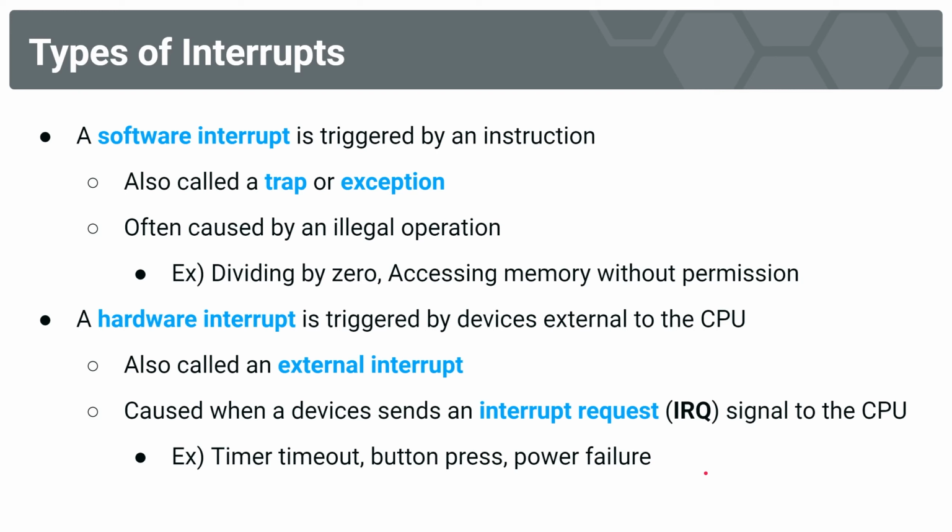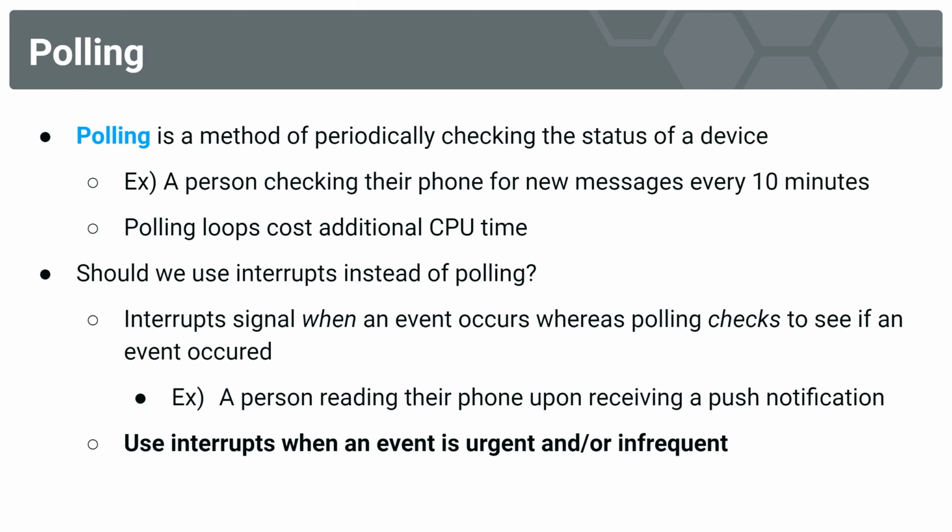So let's talk about an alternative to interrupts that you have undoubtedly used in your projects up until this point. Polling. Polling is a method of periodically checking the status of a device. For example, you might check your phone for new messages every 10 minutes. That's polling. You're periodically checking your phone for messages. And so inherent to that process, it's going to cost you additional time. And the danger is, in this example, as a person checking your phone, if there are no new messages, that's wasted time.